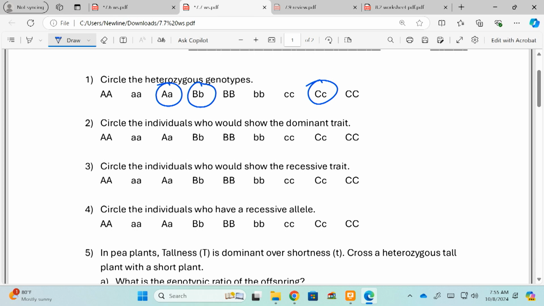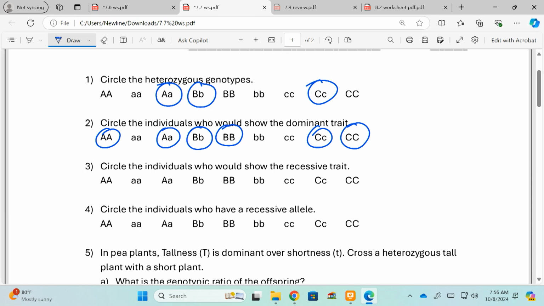This says circle the individuals who would show the dominant trait. Okay, so to show the dominant trait, you only have to have one dominant allele. So we're going to circle everything that has at least one dominant allele. Here's a dominant allele. This one's got 1. This one's got 1. This one has 2. This one has 1. And this one has 2. So all of these individuals, whatever that dominant trait is, they would show it because they have at least one dominant allele.